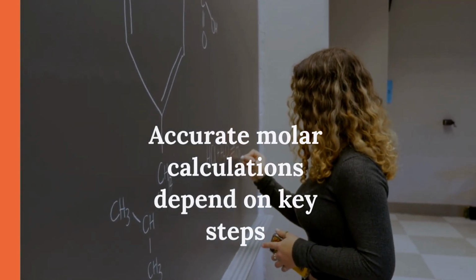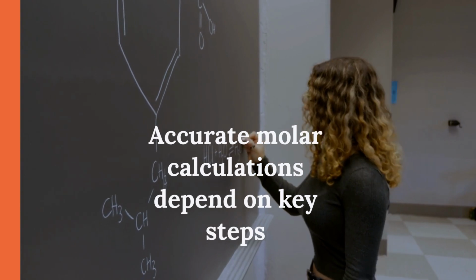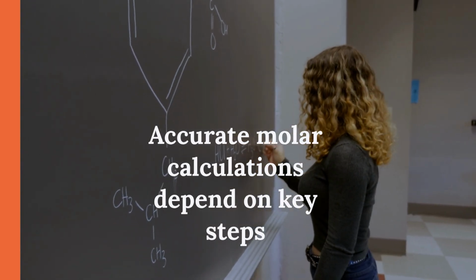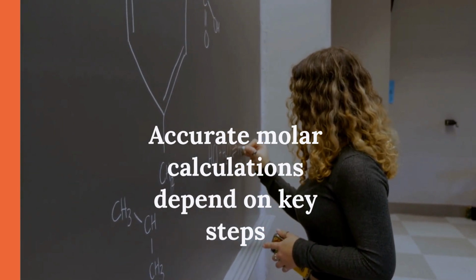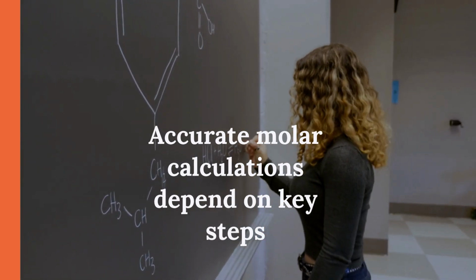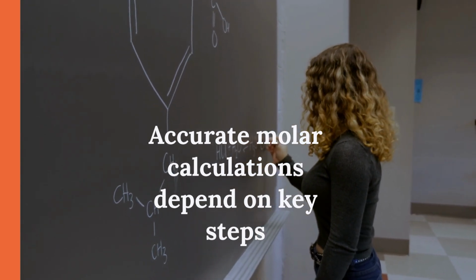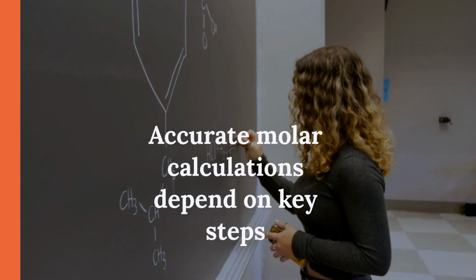Always write the chemical formula correctly. Calculate molar mass before performing any division. Use the correct units, grams and moles. Use the balanced equation to find mole ratios. These key points ensure accurate molar calculations.